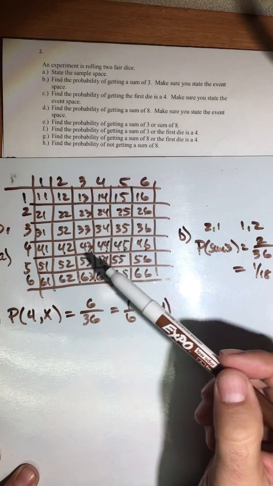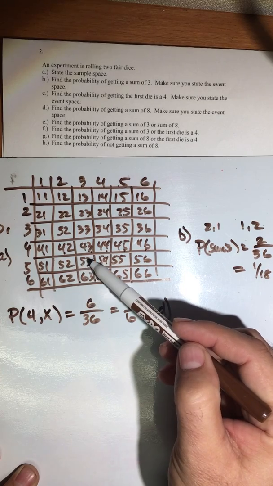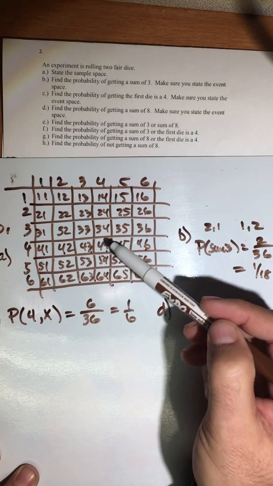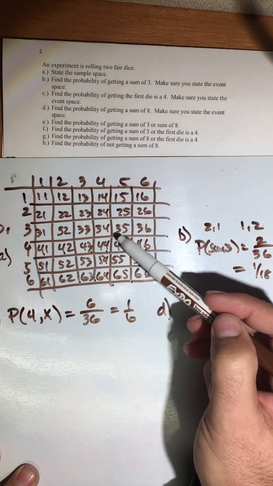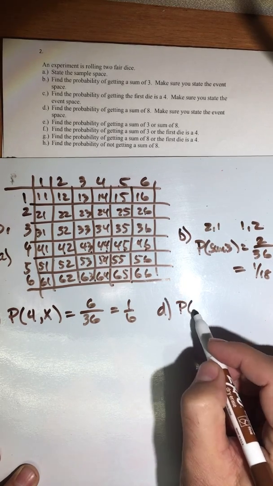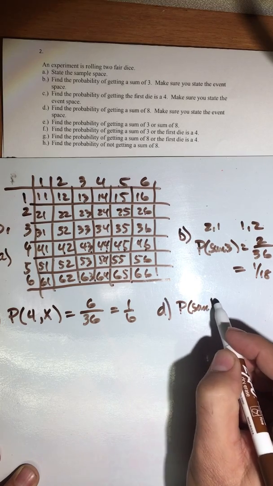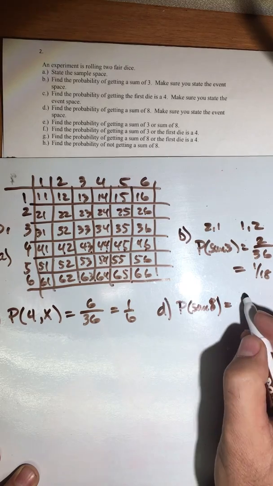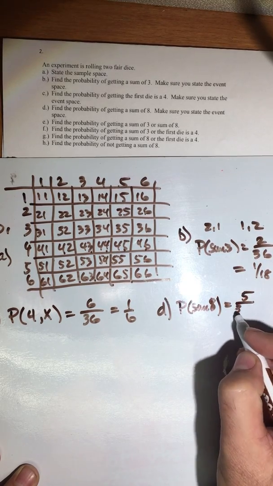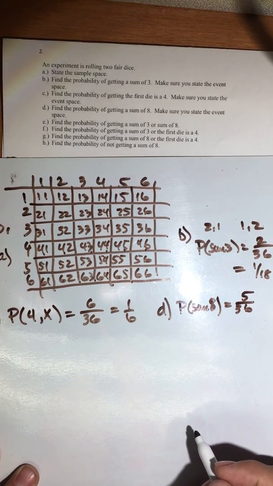For D, it says find the probability of getting the sum of an 8. So where are my 8s? It can be a 6,2; 5,3; 4,4; 3,5; or 2,6. Those all add up to 8. So therefore, the probability that the sum is an 8 is going to be 5 ways to make that happen out of 36 possibilities.